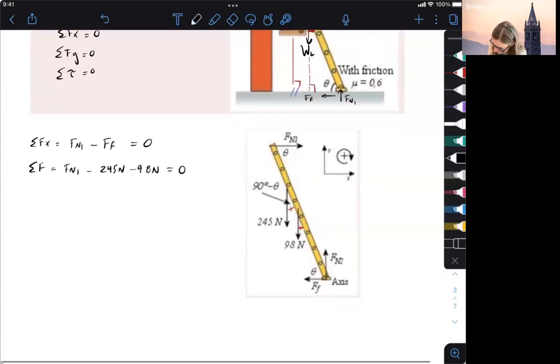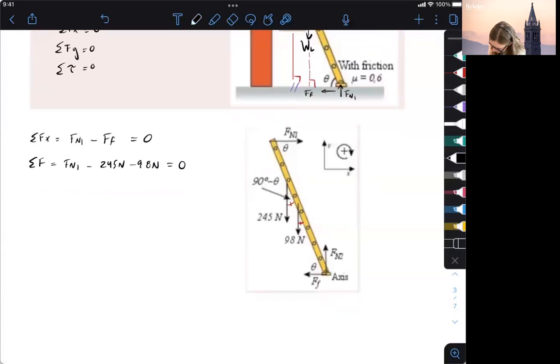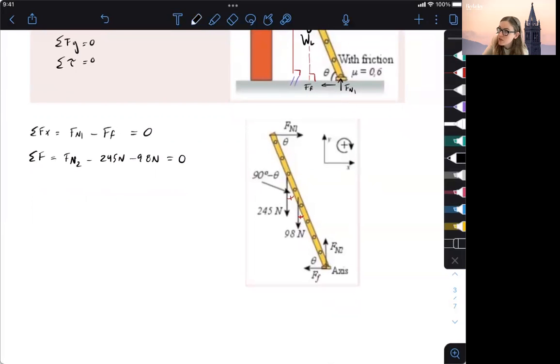So far, just looking at this, I can figure out the value for, I'm sorry, did I say Fn1? This is Fn2. That's the wrong subscript, I'm sorry. Fn2. So I can get my Fn2 value right away, probably from here. I can say that Fn2 is equal to 343 newtons, just because I don't have any other variables in this equation, so I'm just going to pull it out. But I still don't know my Fn1 or my force of friction.